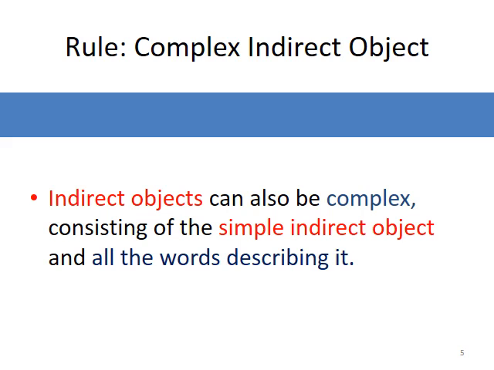Rule. Complex indirect object. Indirect objects can also be complex, consisting of the simple indirect object and all the words describing it.